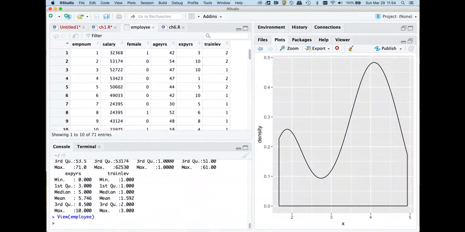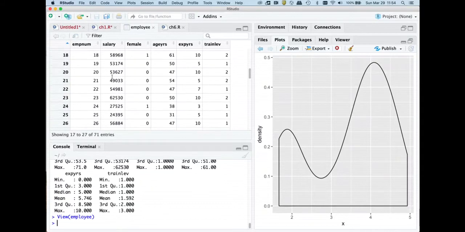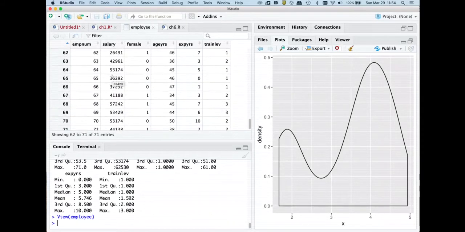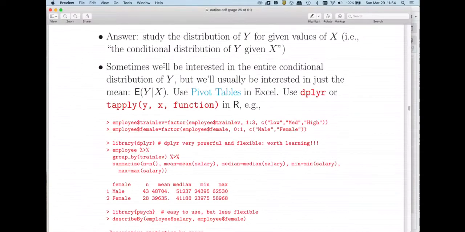If we view employee, we can see what the data set actually looks like. What we have here is about 70 some employees at some company, and we know their salary, their gender, their training level, how many years of experience they have, and their age in years. So we could ask a very simple question like, how does salary depend on training level, or how does salary depend on your gender?